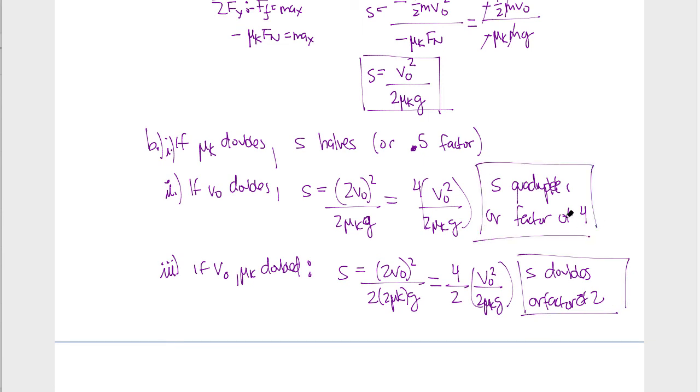And so all you need to do in order to figure out what happens to my stopping distance is take my symbolic expression and plug in either a double or a half. And you can figure out what ends up happening as a function of my original expression.